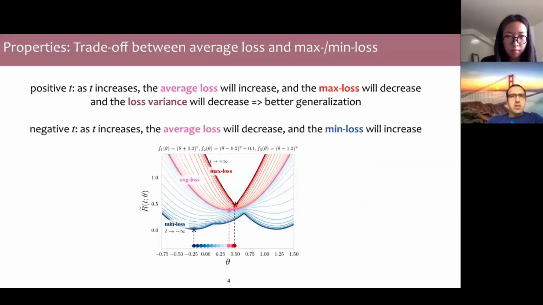As t increases from 0 to infinity, TERM solutions trade off average loss, which is the purple line, for max loss, which is the red line, which is a surrogate for fairness. Also, the loss variance across samples decreases, which implies solutions will generalize better to unseen examples. As t decreases from 0 to negative infinity, TERM solutions trade off average loss for min loss, which is the blue line, and it's a surrogate for more robust solutions.